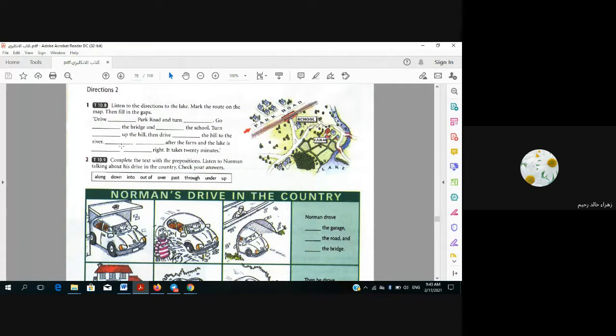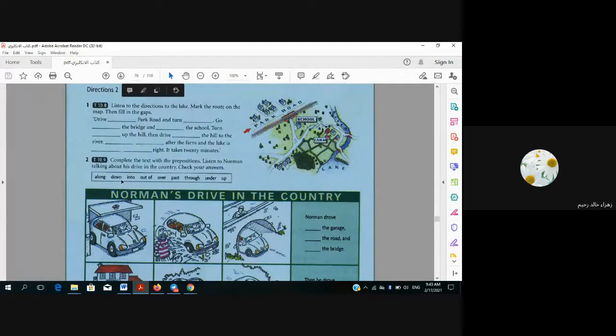Here we have directions. يعني لما نريد نخبر الطريق إلى شخص ما. Listen to the directions to the lake, mark the route on the map, then fill in the gaps. مثلا we have along, down, into, out of, over, past, through, under and up. مثلا for example we say along the way على طول الطريق.